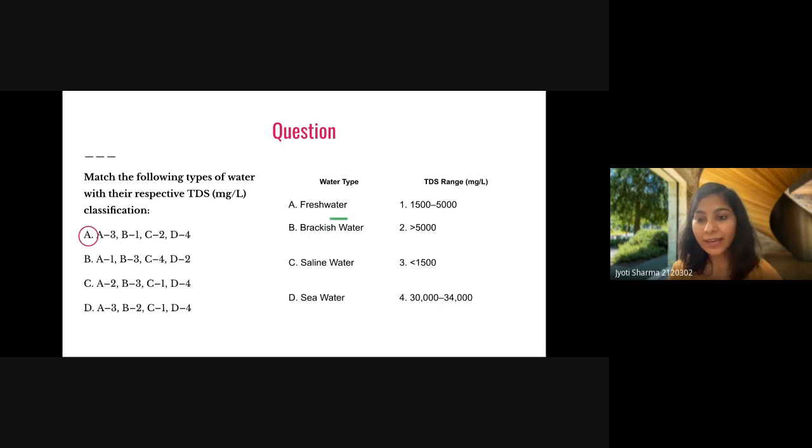First, we will have the fresh water. Fresh water will have the minimum value of TDS. Then brackish water will have a little more TDS. Saline water will have more, and seawater will have the largest TDS value. Okay, thank you so much. So that's how A answer will be the right one.